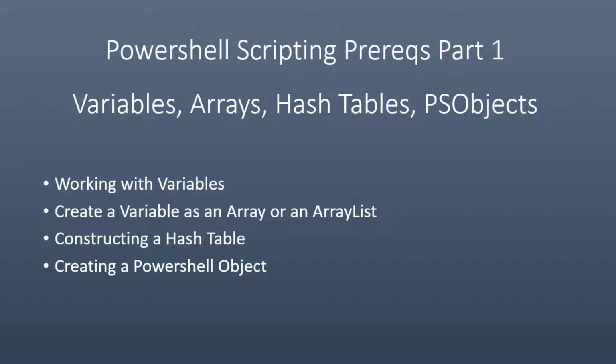In this video, this is going to be one of a few that I'm going to be putting out here that's going to cover some prerequisite material or foundational material that we're going to need when putting together PowerShell scripts. So in here we're going to talk about arrays, variables, PowerShell objects, hash tables. So we'll get into working with variables, creating a variable as an array or an array list, constructing a hash table, and finally creating a PowerShell object.